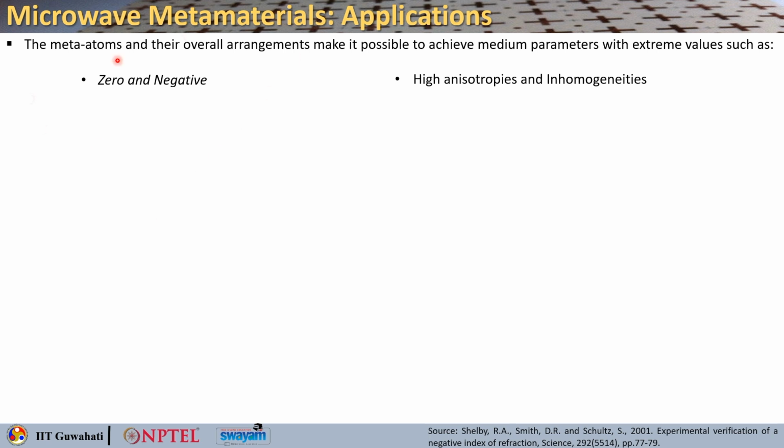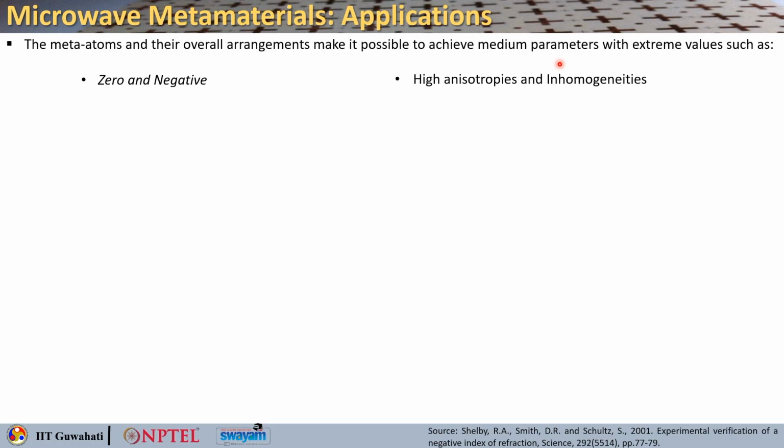So, we have seen that in metamaterials, the meta atoms play the most critical role. So, the design of the meta atoms and their overall arrangement in the form of an array can make it possible to achieve medium parameters with extreme values such as 0 and negative. Either it can be permittivity or permeability. Also, you can design materials with high anisotropies and inhomogeneities.